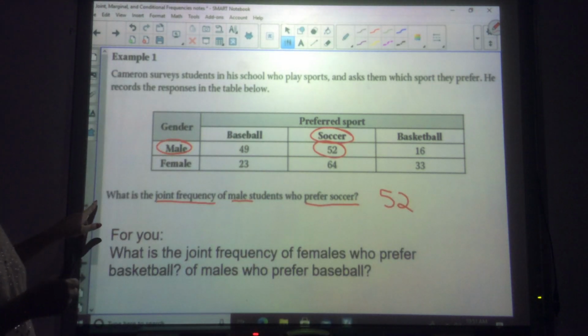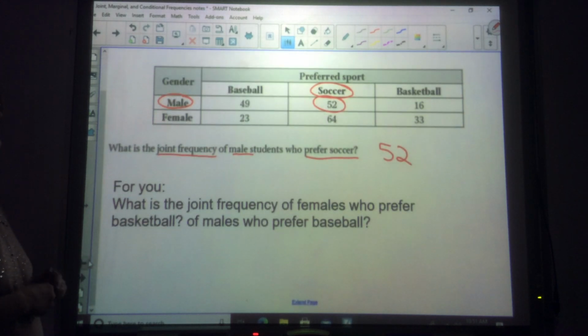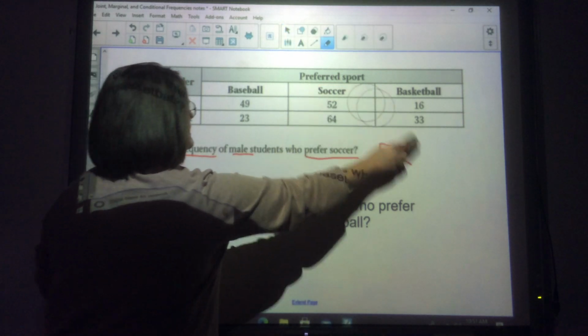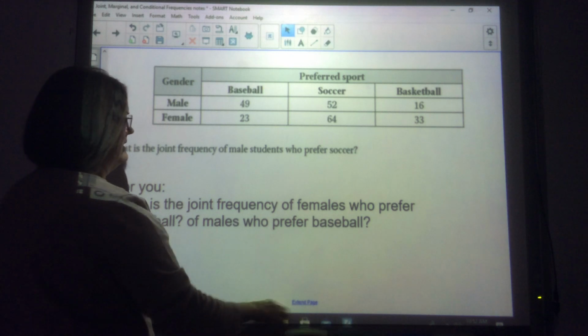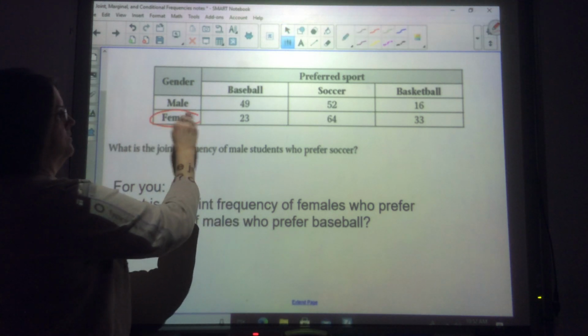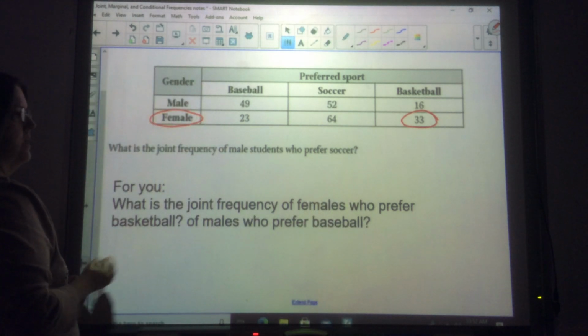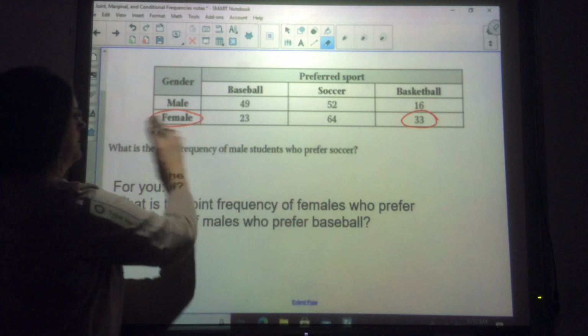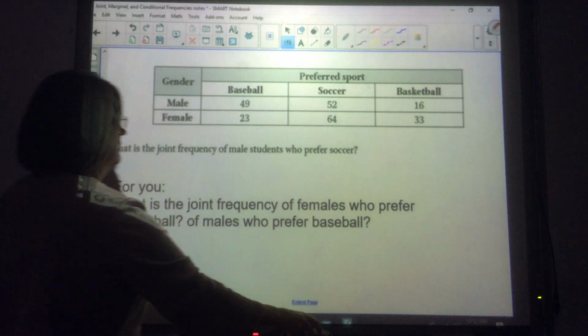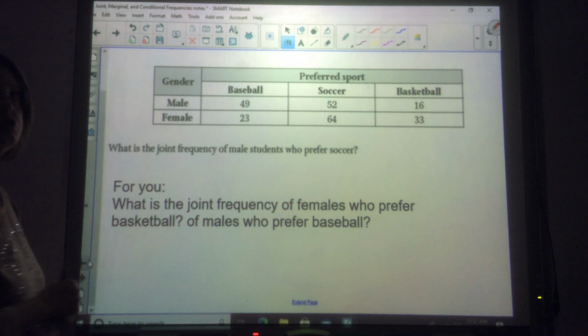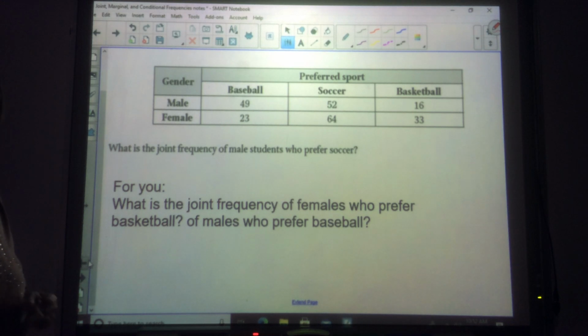And then it says, what is the joint frequency of females who prefer basketball? Honestly, all you gotta do is look at females and basketball. Here's females, here's basketball, that's 33. Males who prefer baseball is 49. That is joint frequency. Joint frequency is easy. You just read it and it's logical.